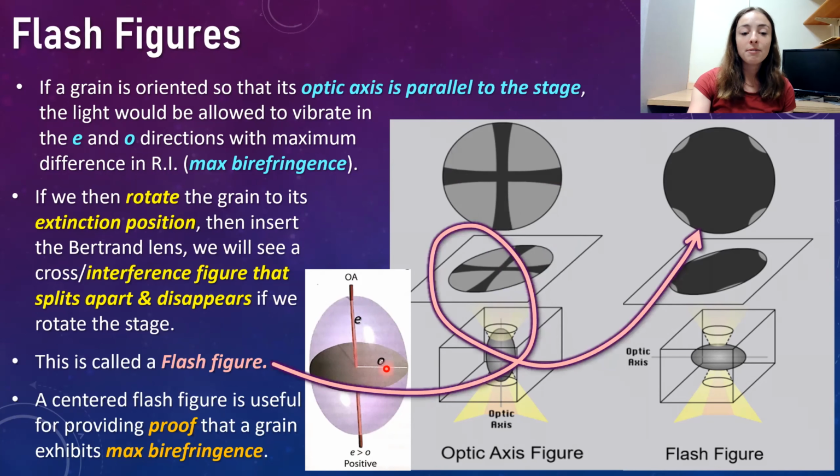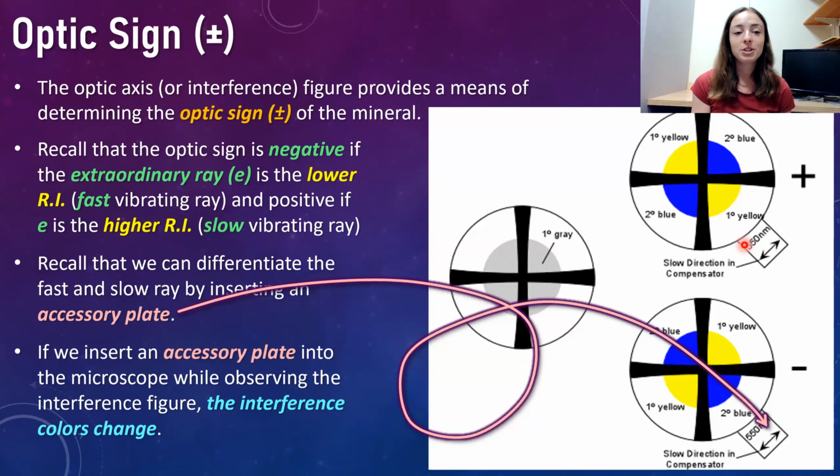And this is called a flash figure. And a centered flash figure is proof that the grain is at an orientation so that it's exhibiting its maximum birefringence. So now for determining the optic sign of your mineral, so whether it's positive or negative.